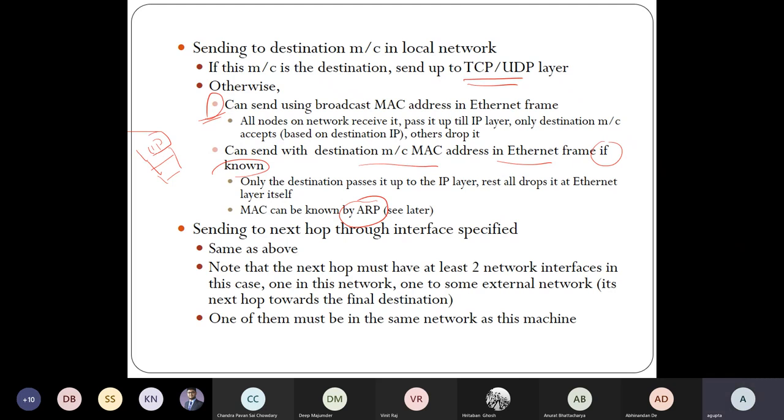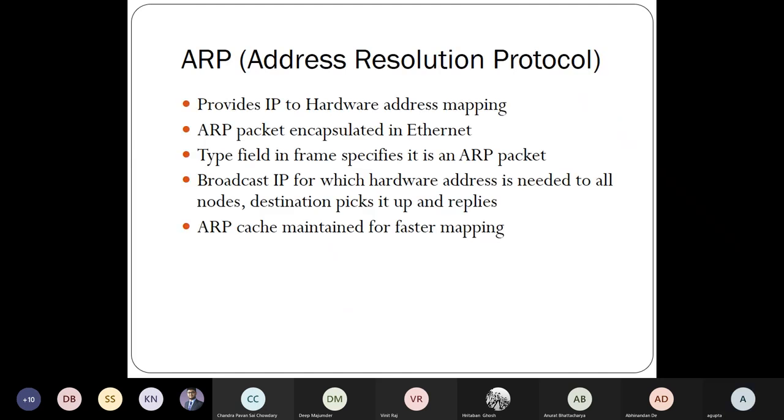And what about sending to the next hop? It's the same. It's just that now, instead of sending to 10.124.50.7, the destination machine, you're sending to your current next hop, 10.124.50.2. But there is a problem. We'll see. Otherwise, this is kind of the same. So what is ARP? ARP is Address Resolution Protocol. It basically provides an IP to hardware address map.